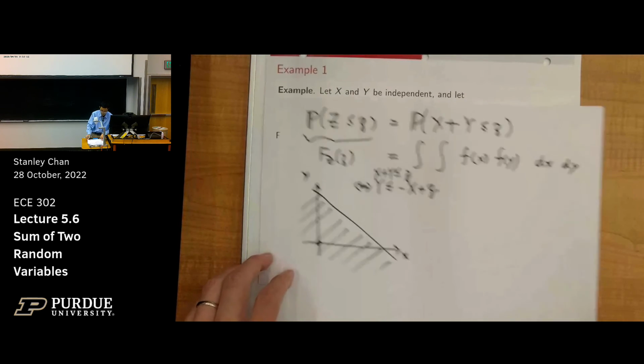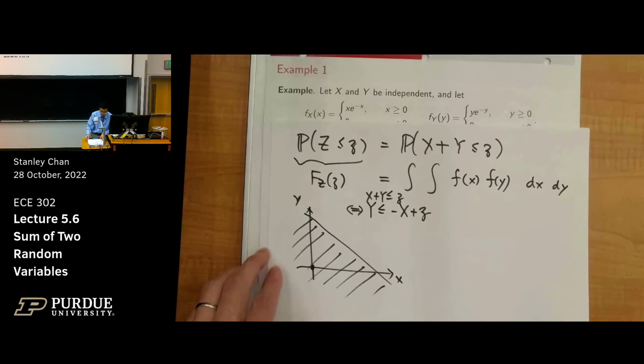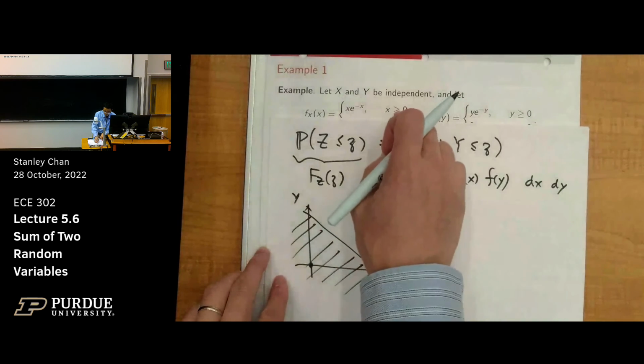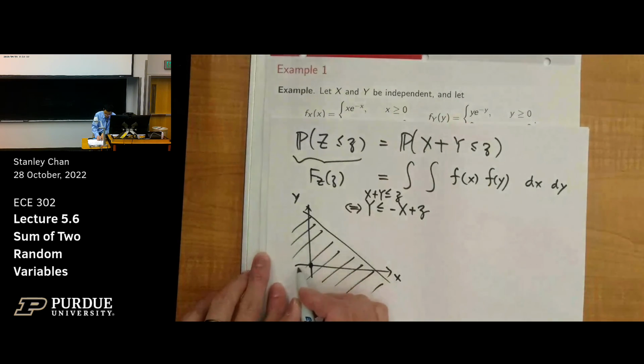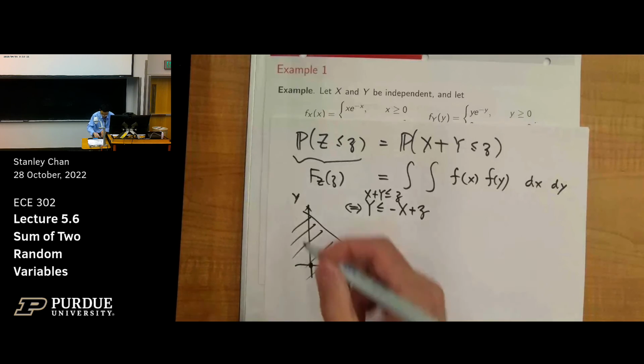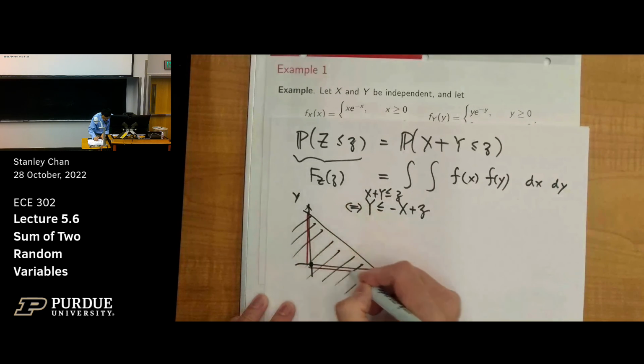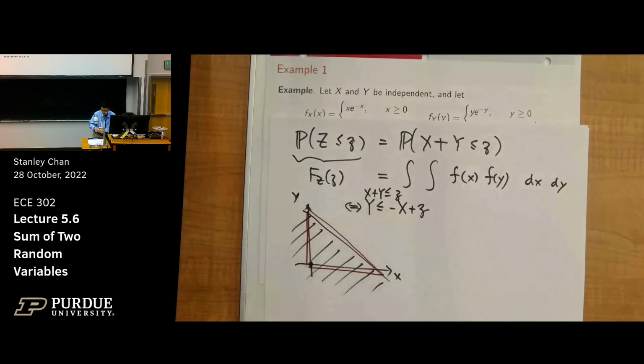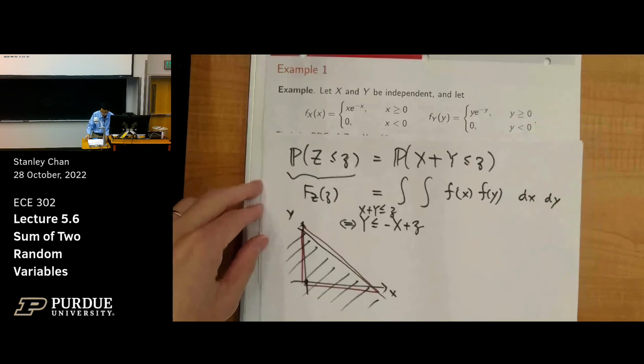This side. Okay. And what else? Well, my x has to start with 0. So it has to be just this triangle, not from minus infinity to infinity, but from 0 to infinity. Okay, so that would be a triangle.